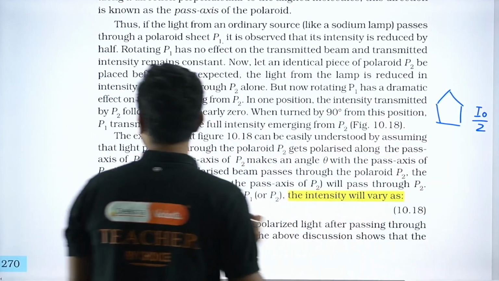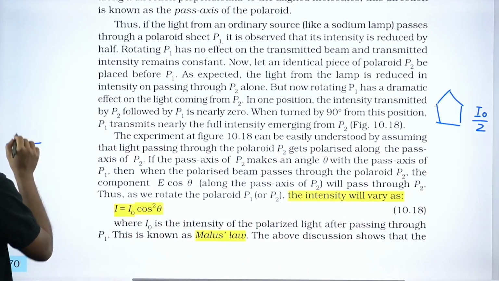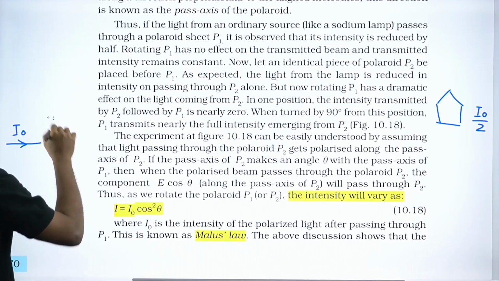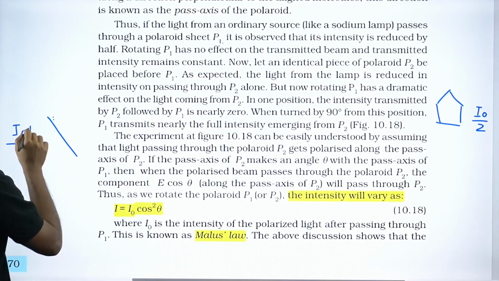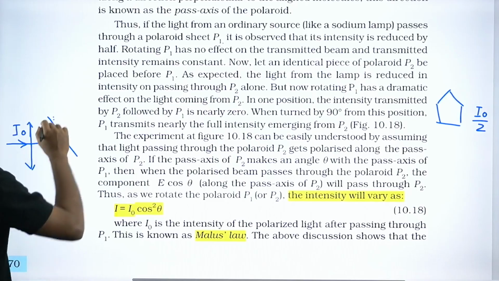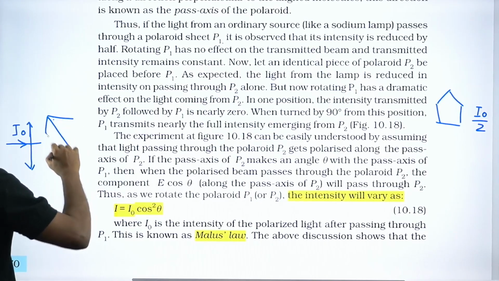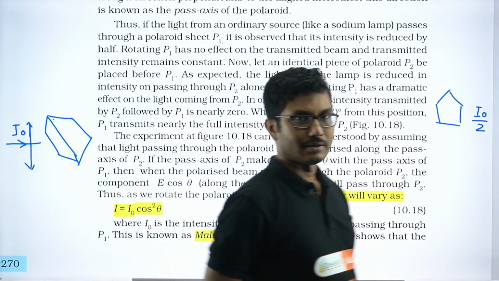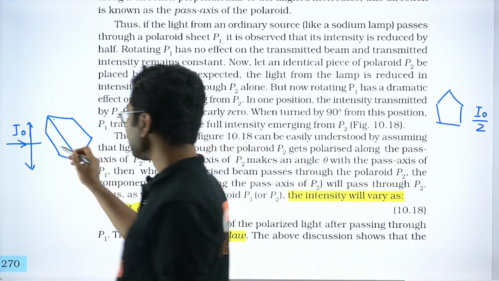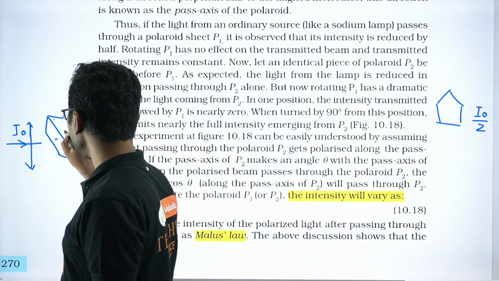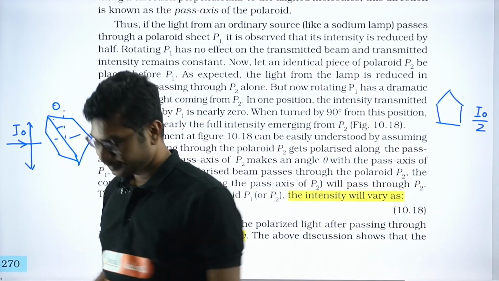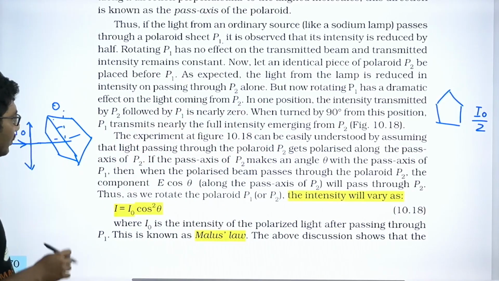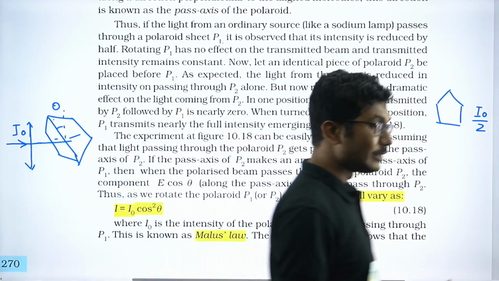Now suppose I already have a polarized light of intensity I naught. This light is already polarized, and suppose the axis of this light is like this. This is the axis of the light. Now you have another crystal whose axis is not aligned in the direction of this plane polarized light. It is making some angle theta with the original axis. So what will be the intensity of the light after it passes through this new polarizer?